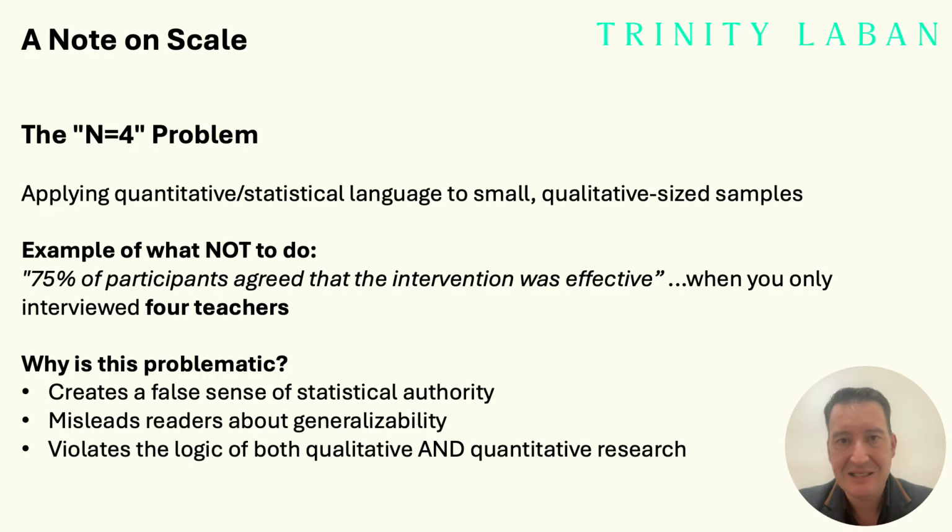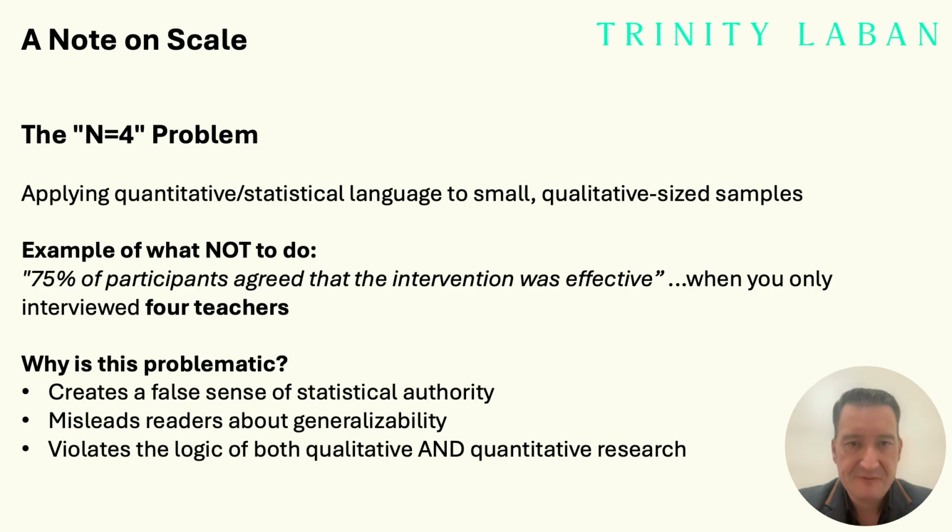Now technically it's mathematically correct, because obviously 3 out of 4 is 75%. But what it does is it creates a false sense of statistical authority. It makes it sound like there is generalizable evidence, when actually all that's happened is that 4 people have been talked with. So why is this problematic?